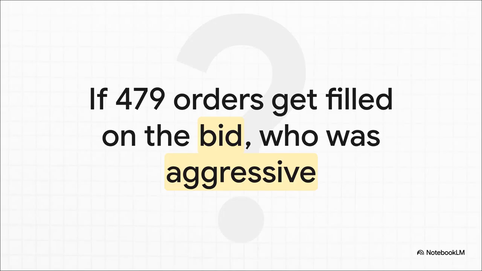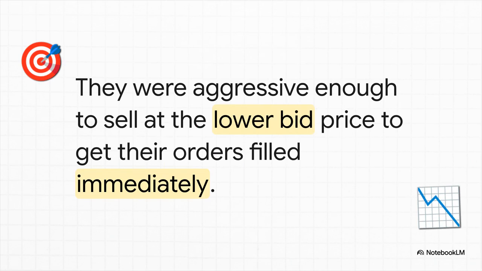All right, pop quiz. Let's see if you're with me. If you're looking at a footprint chart and you see a big number, let's say 479 contracts show up on the bid side, who is the one driving that action? Who is the aggressor? Yep, the sellers.